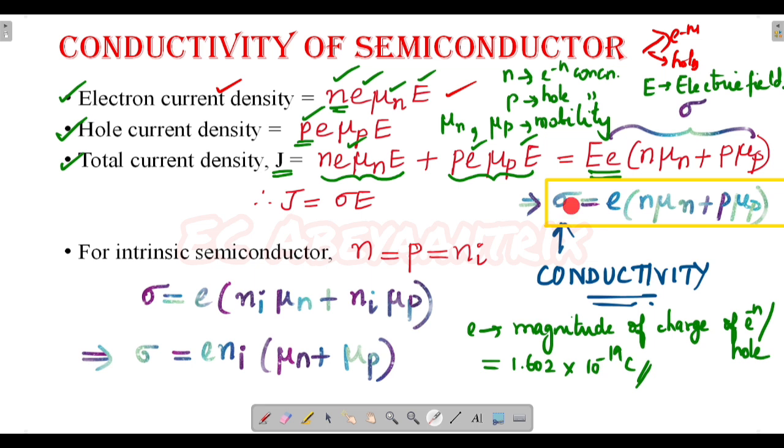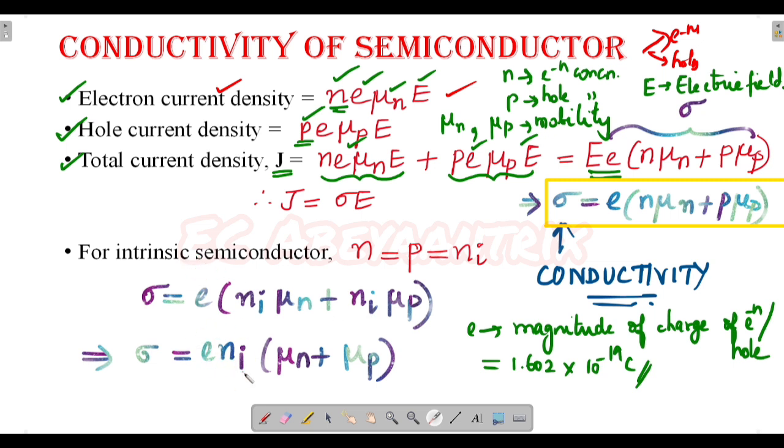In this conductivity formula, we are going to substitute n and p as ni, since n and p are equal for an intrinsic semiconductor. So n is replaced by ni and p is also replaced by ni. Now this ni is common, so we are taking this ni out.